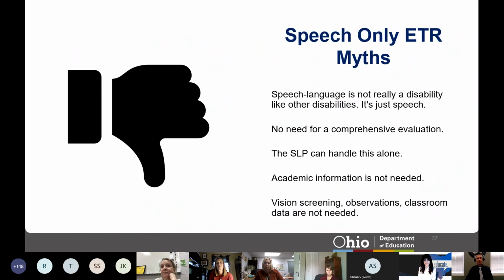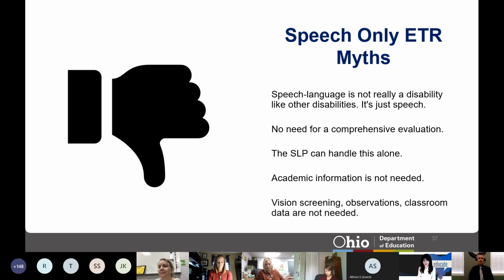Next slide. And these are the myths of the speech only ETR. It's not really a disability. It's just a speech delay. You know, some people like that one a lot. No need for a comprehensive evaluation. Wrong. You need to do it all. Vision, hearing, screening, all of it. The SLP can handle this one alone. Okay. That is a really one I really do not like at all. And I think that happens too often.